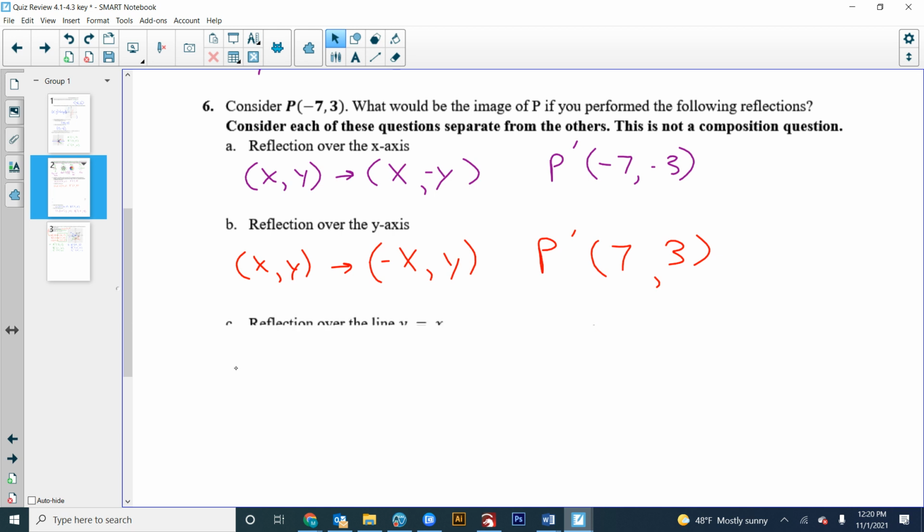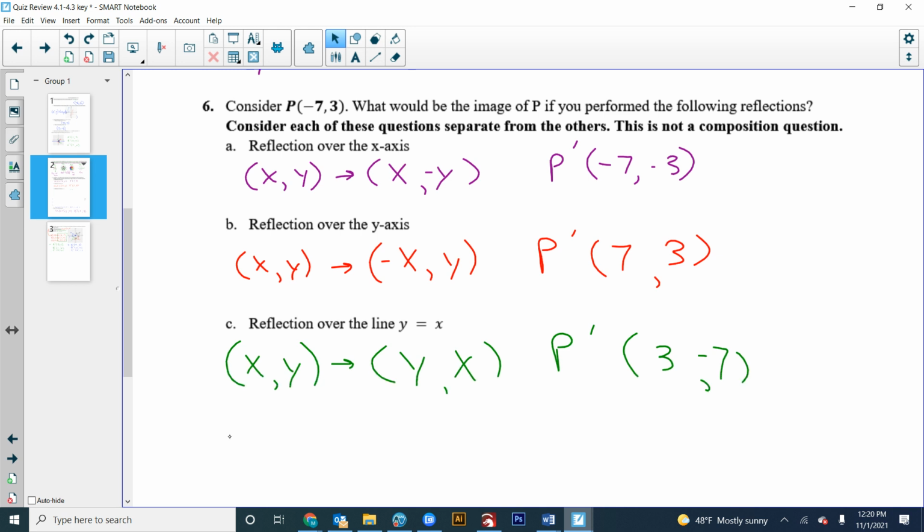All right, what was the next one? Reflection over the line y equals x. Who has the rule written down for y equals x reflection? Eldon, what'd you get? x, y turns into y, x. So negative 7, 3 turns into 3, negative 7. Agree? And I knew Cole was going to be critical of me, so I labeled all my points P prime. Okay, just to be sure.